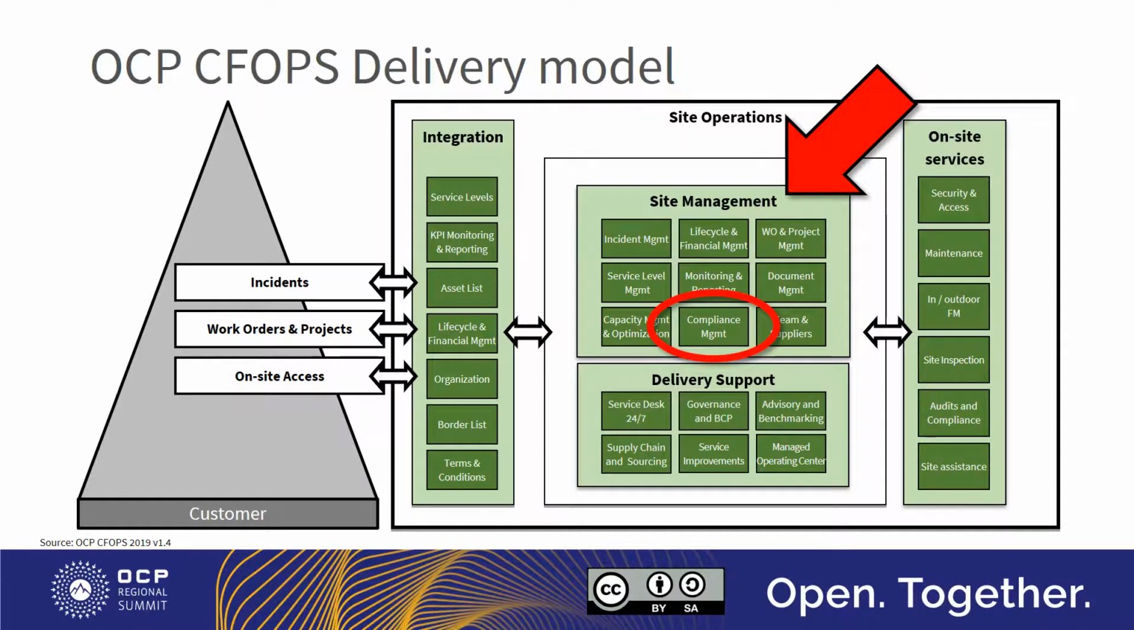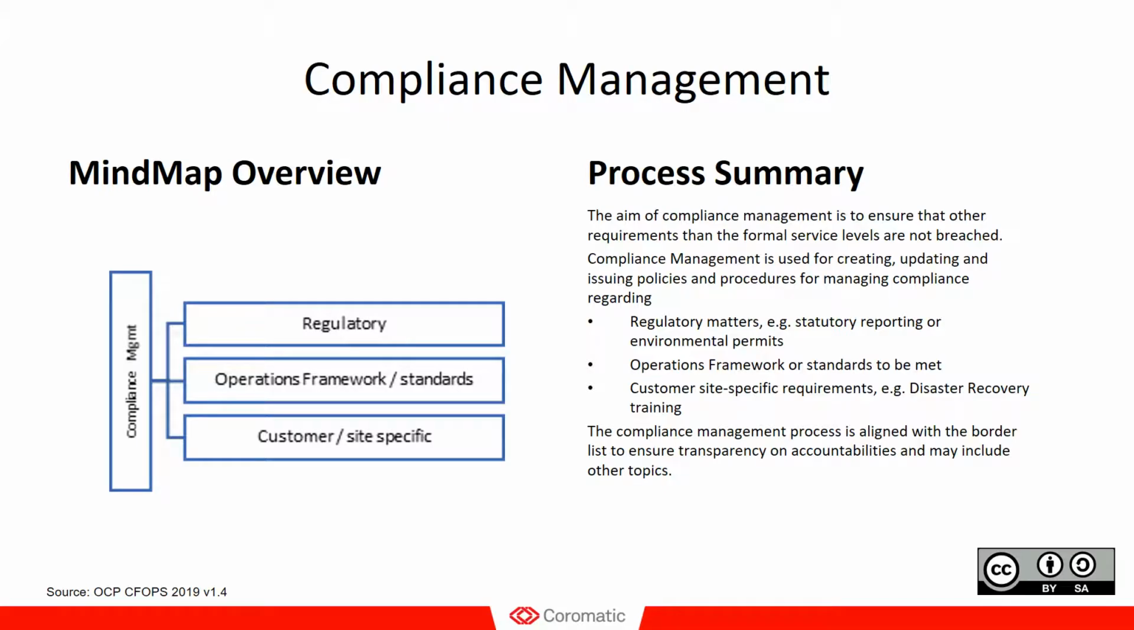Now let's look at the process. The compliance management process is a process that ensures that you are in control of fulfilling regulatory matters, for example, statutory reporting or environmental permits or other things. It may also be that there are specific regulatory requirements for the industry that the critical facility is operating in. And if it is a critical facility from a societal perspective, it would definitely have some extra regulatory requirements.